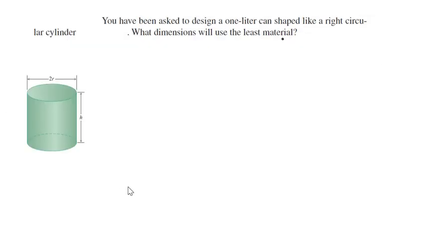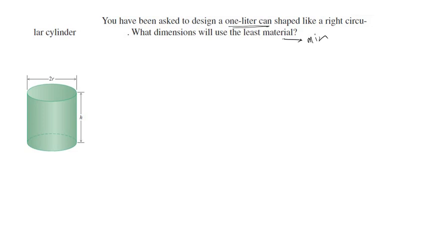Next question. You have been asked to design a 1 liter can shaped like a right circular cylinder. What dimensions will use the least material? So we need minimum material here. So let's look at the 1 liter can.